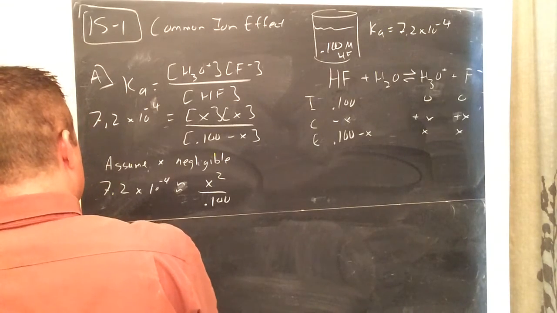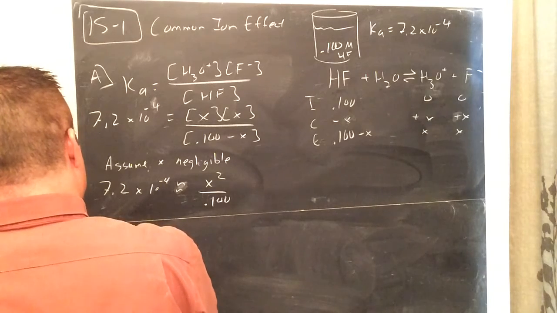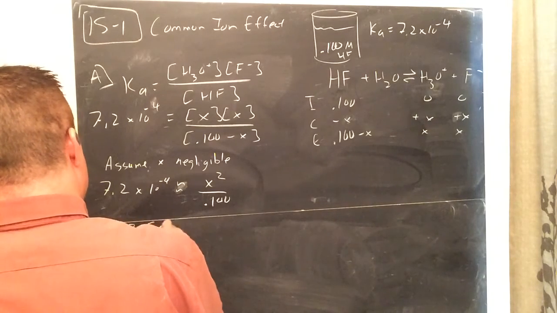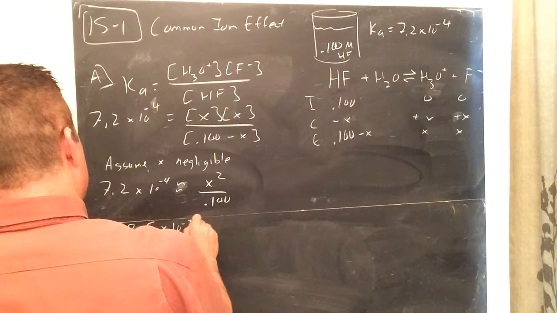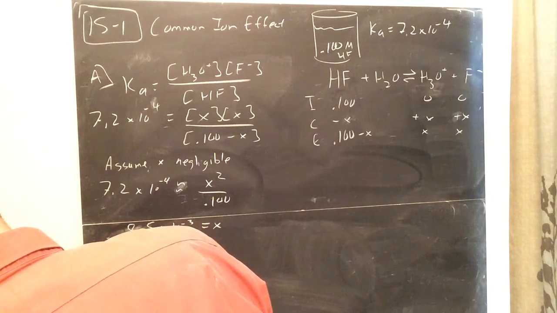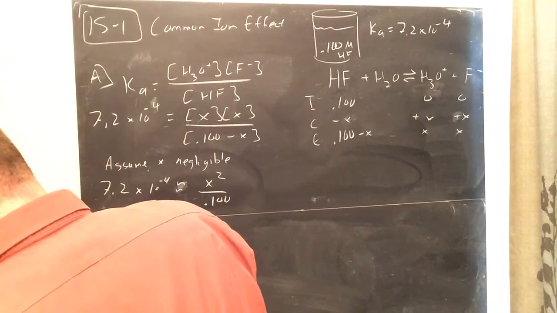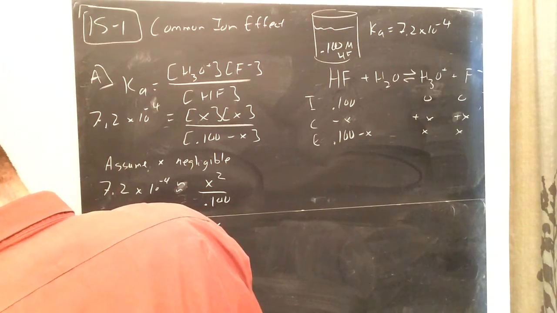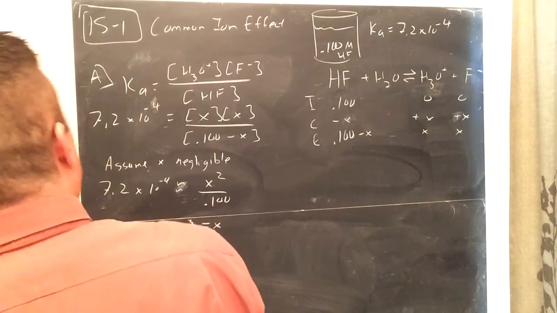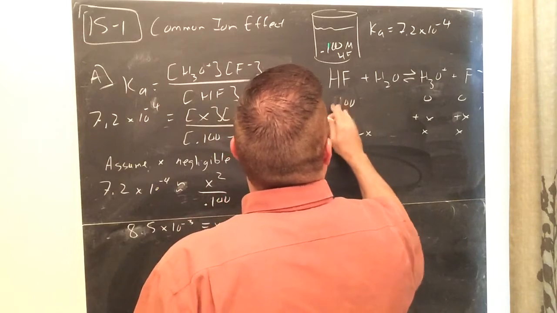So X, well, 8.5 times 10 to the negative 3 equals X. And then, hold on, I did something wrong there. 0.100. Oh, it's not 0.100. It says 1 molar. Sorry about that. Why did I go so fast? That's what I get for it.